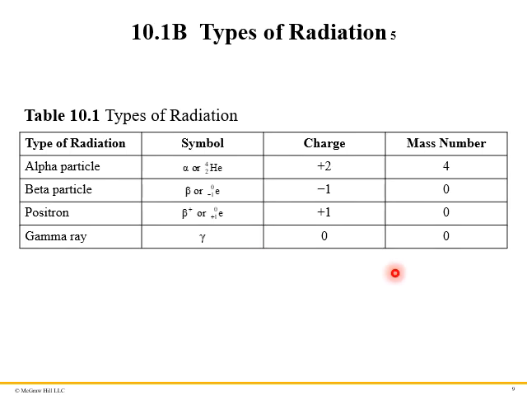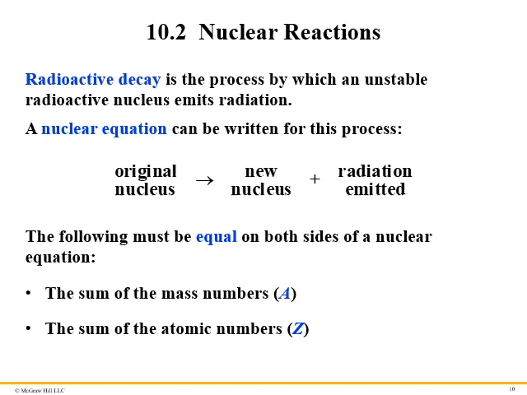Here is a table, a quick summary of all the different types of particles we are discussing, the symbol, the charge, and their mass number. When we deal with nuclear reactions, we are mostly dealing with radioactive decay and the consequences of that radioactive decay. We define radioactive decay as the process by which an unstable radioactive nucleus emits radiation. And remember that this is all with the end goal of becoming stable.